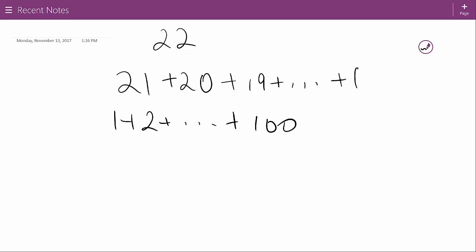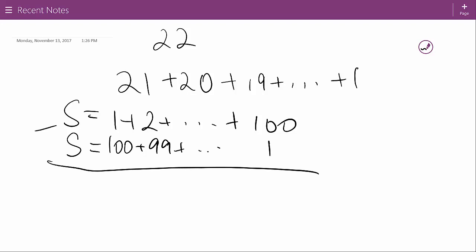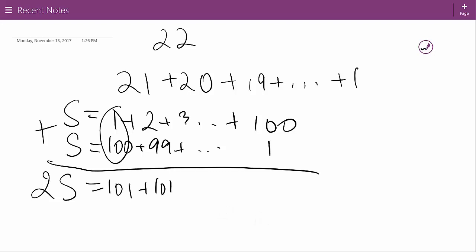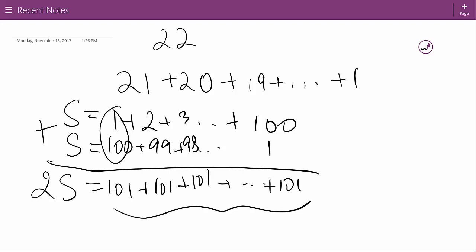So here's what he did. He said, well, let's call it a sum. And let's do the sum, but in the reversed order. So what if we record it like that? 100 plus 99 plus, and here's going to be plus 1. So now I'm going to add the right sides together. That's going to be 2s. And on the left side, 100 plus 1 is 101, right? 99 plus 2 is 101. Next one is 3 and 98. How much is that? 101. So the last one is going to be 101. And how many of these things are you going to have?